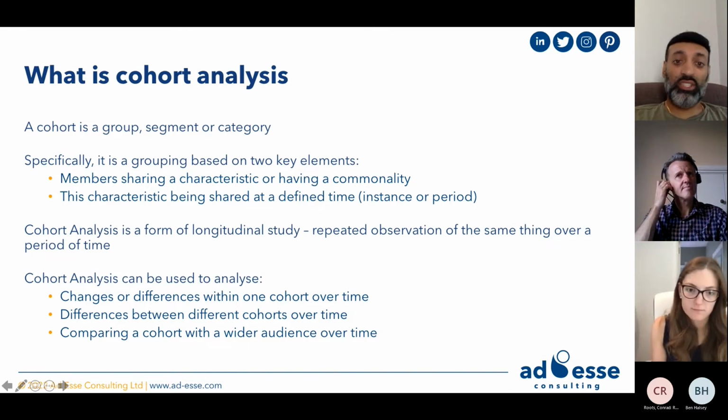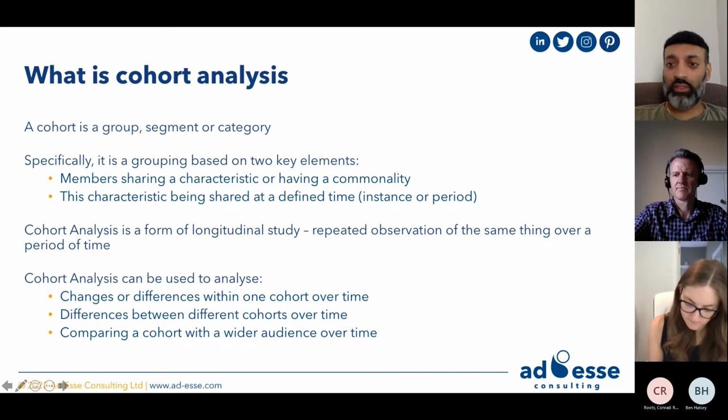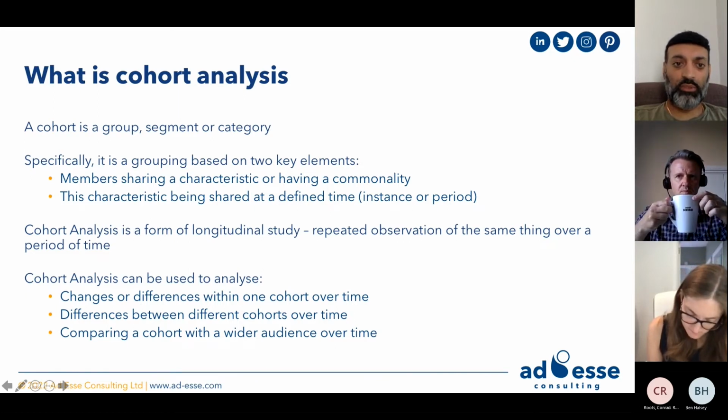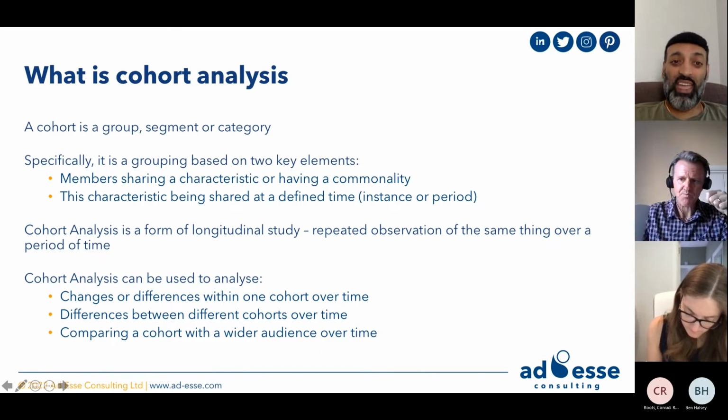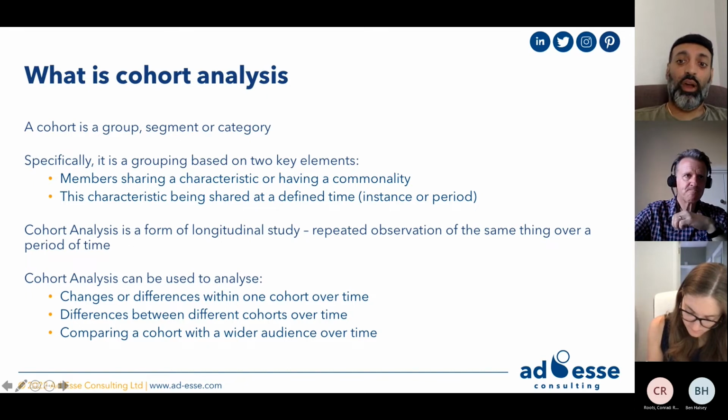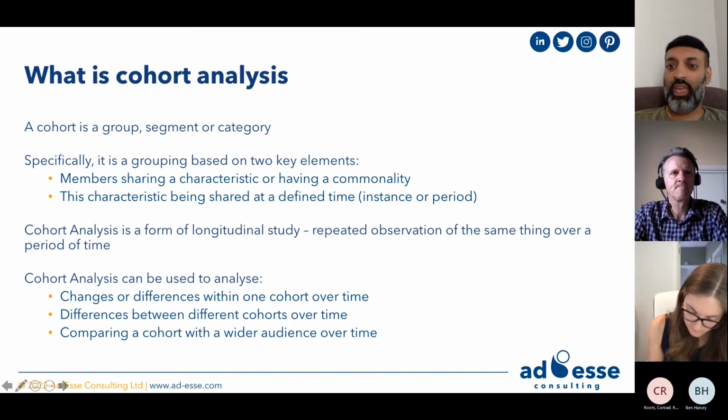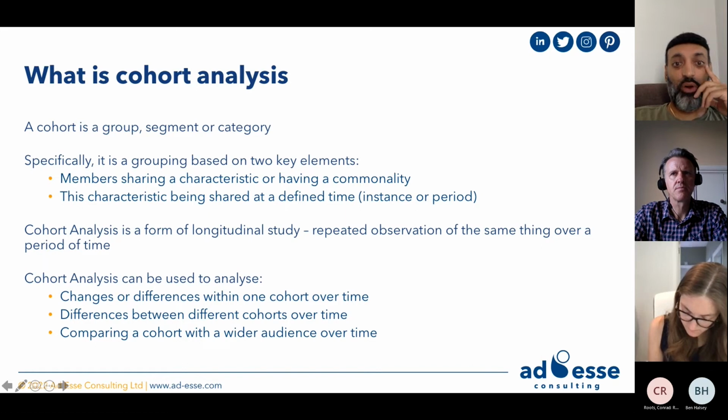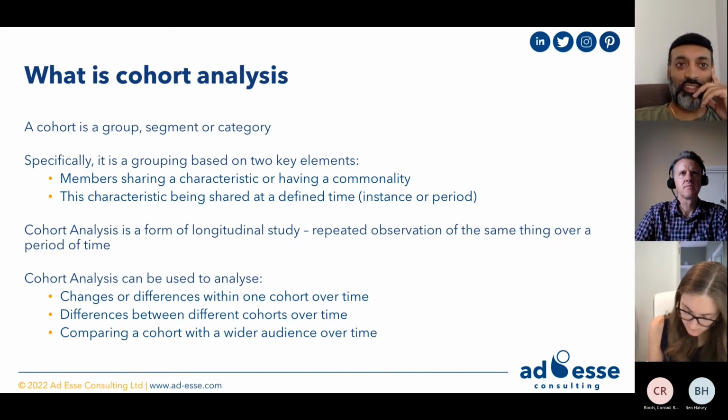Or you can start to look at differences between different cohorts over time, or even more so, you can start to compare a cohort with a wider audience. So how do they compare against the wider population, for example? All of those are important. We also start to look at, on one graph, how different cohorts are doing over a period of time, which is where it starts to get really interesting.